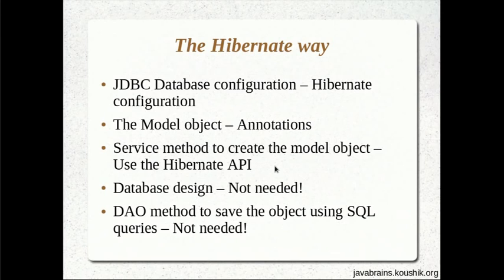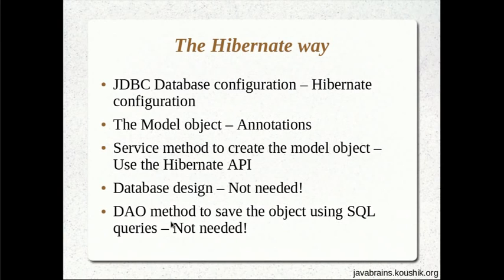So our service method will probably be a simple class with a main method. We will instantiate some test objects of the model that we have written, and we will use a Hibernate API to save those objects. And these two steps can be easily skipped.